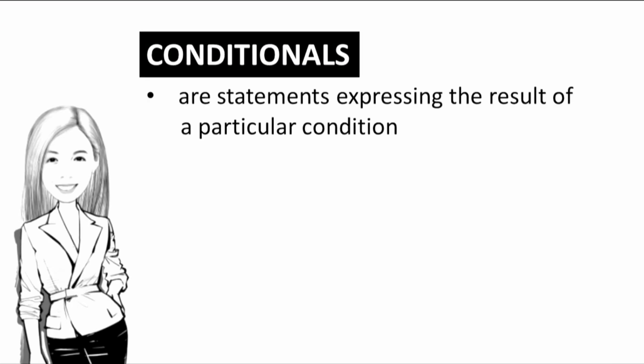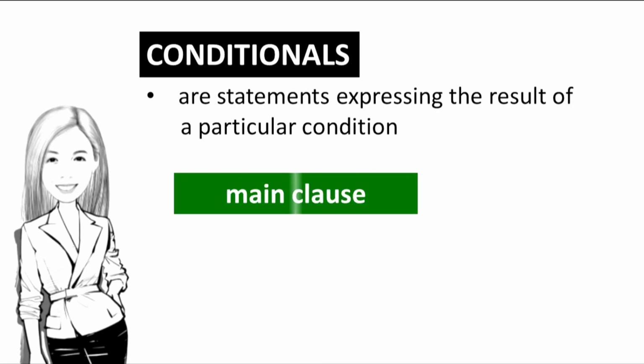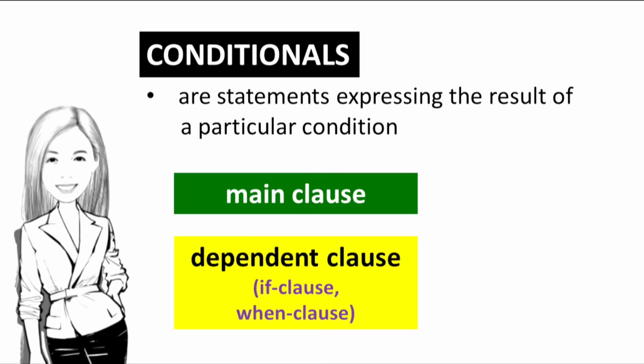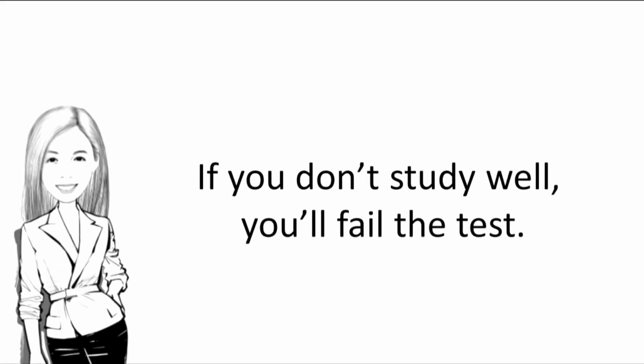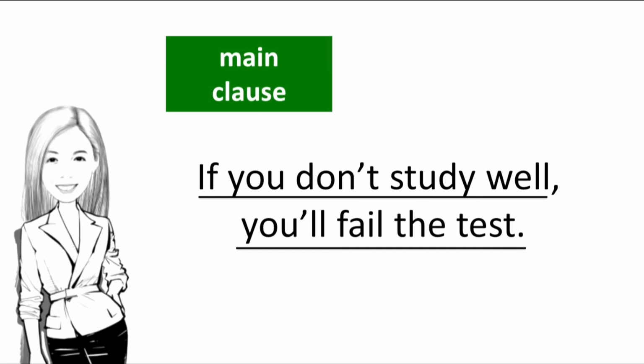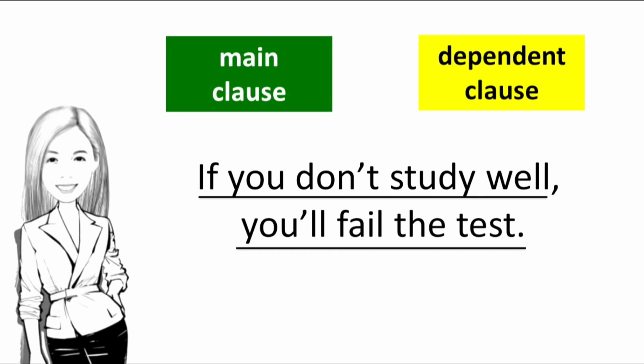Conditionals are statements expressing the result of a particular condition. It has a main clause and a dependent clause. The main clause explains the results, while the dependent clause presents the condition. Let's take a look at this example. If you don't study well, you'll fail the test. Which of them is the main clause and which is the dependent clause?